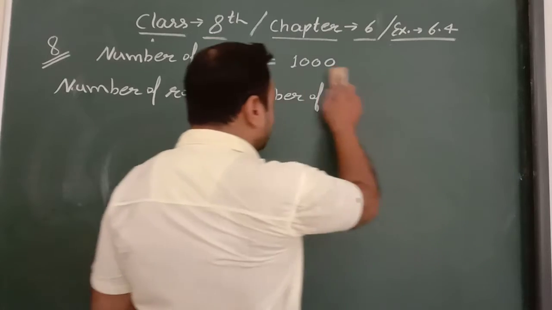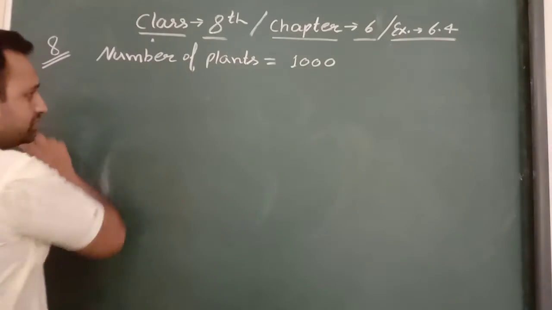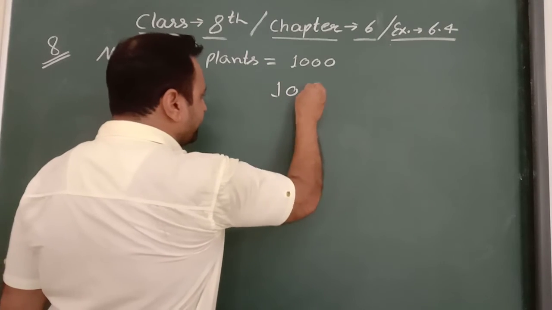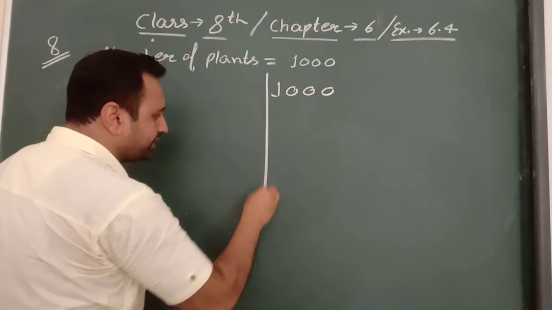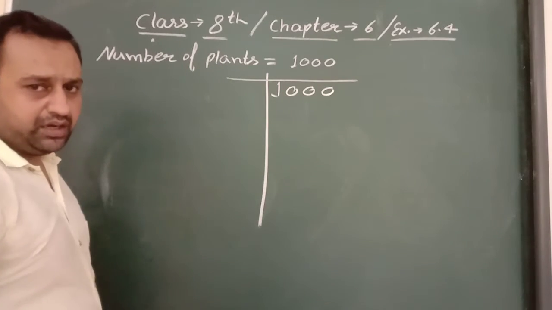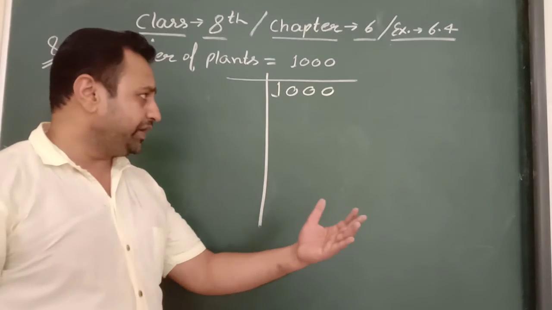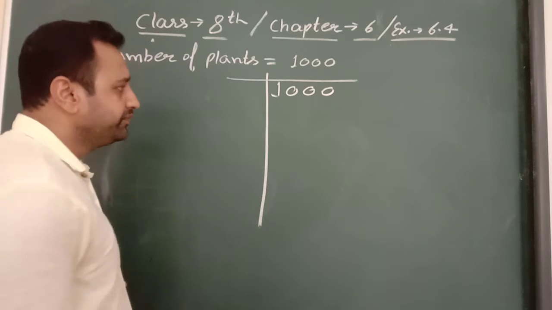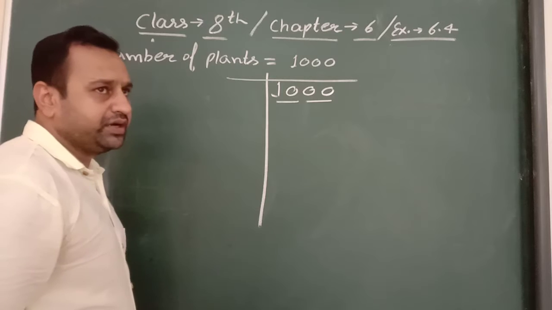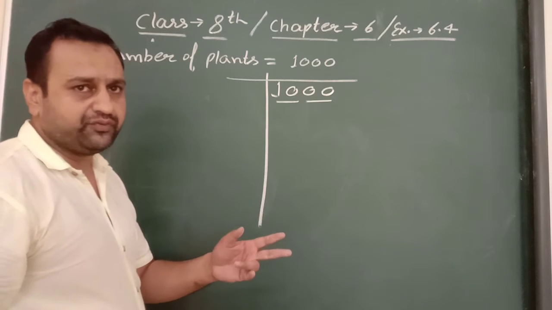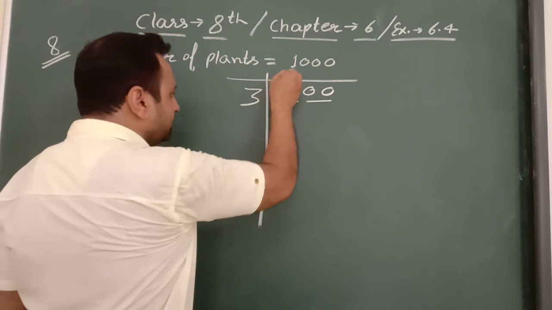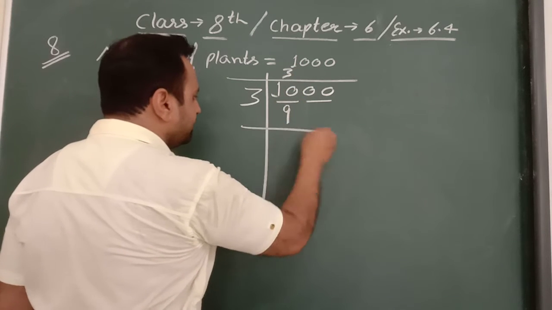Same as question number 5, we use the long division method. In the long division method, we write 1000, draw a vertical line and a horizontal line above the number, and we make pairs of digits from the last. It's the first pair and it's the second pair. And now we read the table: 1 1 is 1, 2 2 is 4, 3 3 is 9, 4 4 is 16, and obviously 3 3 is 9.